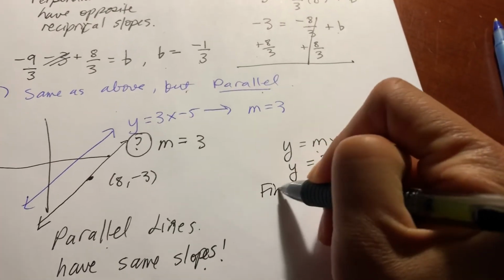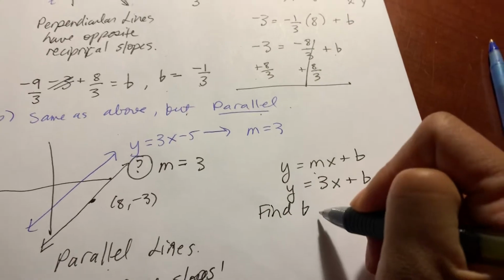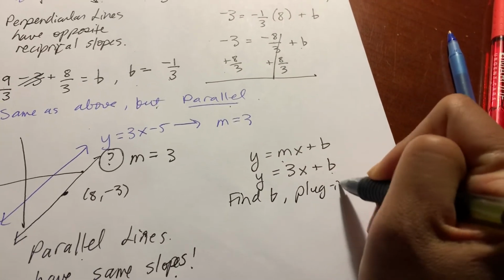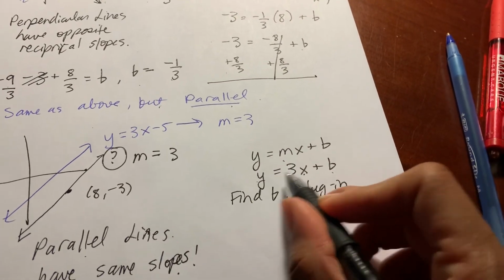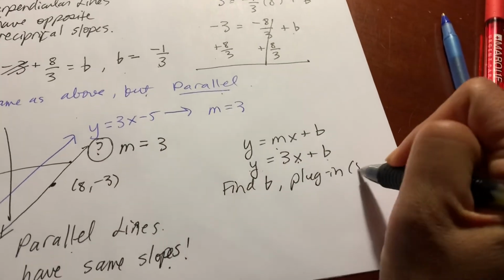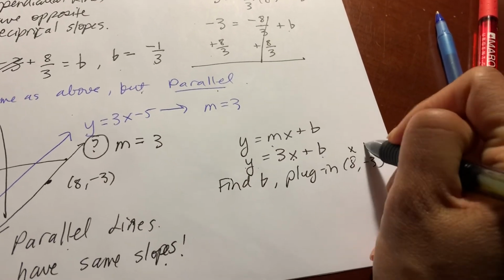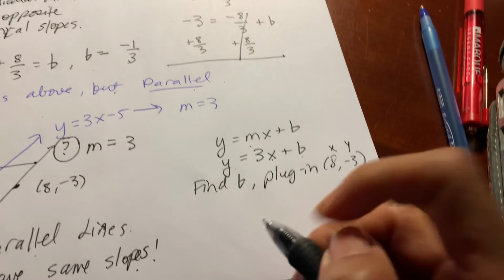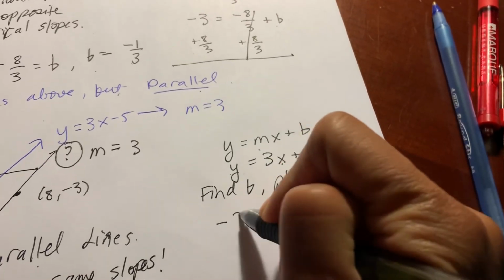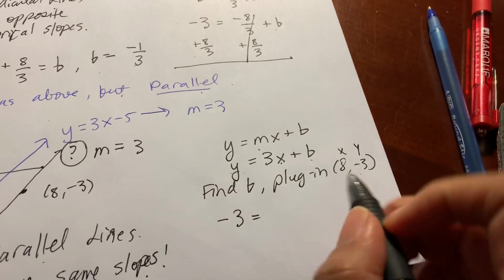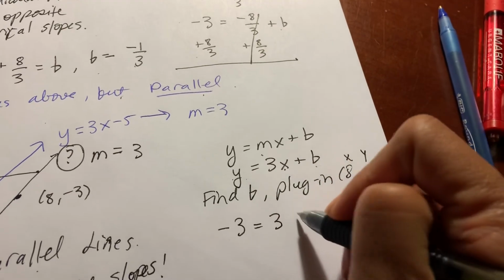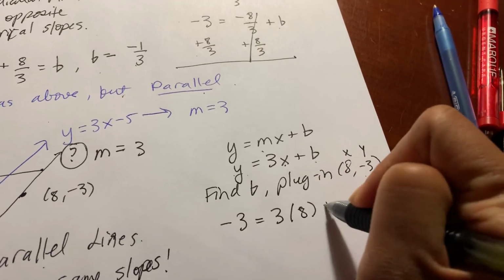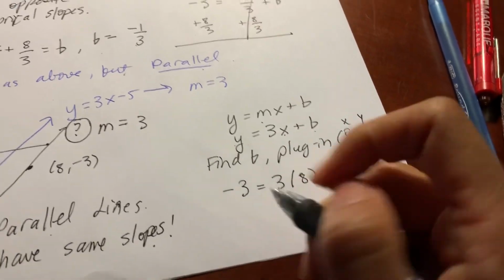So find out b. And how do we find out b? By plugging in what we know is a point on the line. And the point on the line is 8, negative 3. So again, this is my x value and this is my y value. I plug it into there. It's the same steps as above. Negative 3 for y is equal to 3 times x. x is 8, plus b. And now I solve for b.